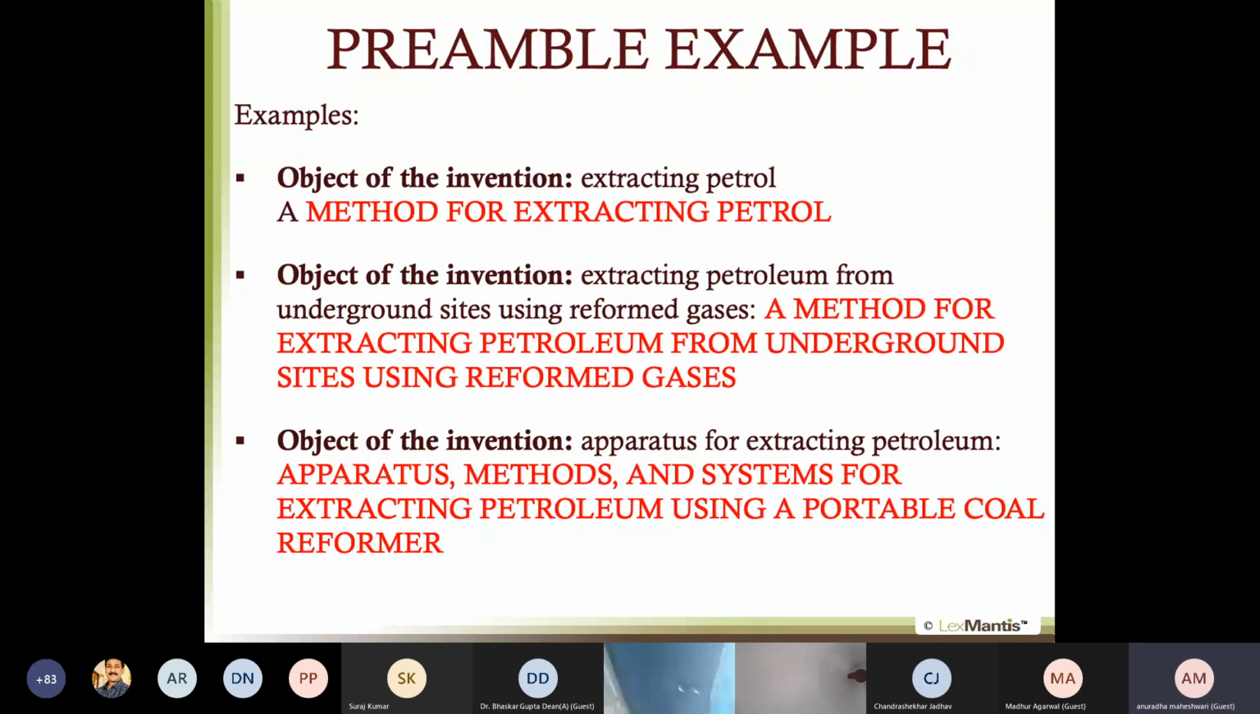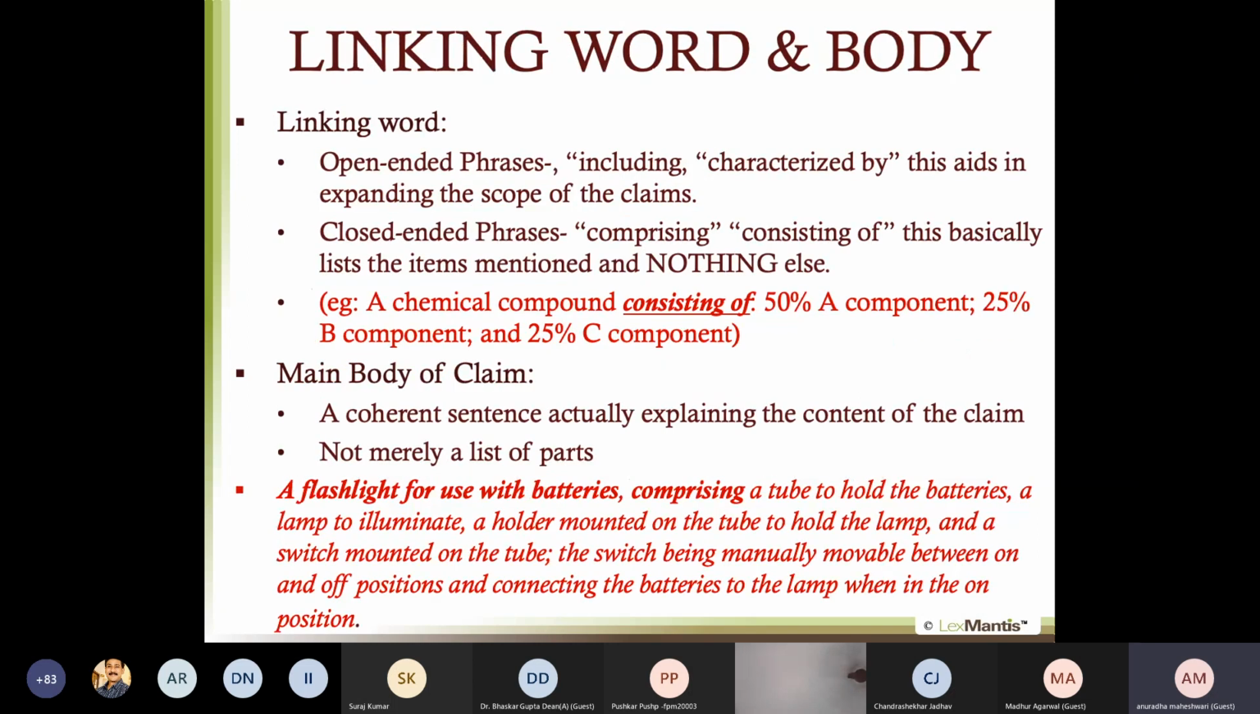Now this is a method. This is what we call a process claim. Now the object of the invention is to extract petrol from underground sites using reformed gases. So I have to bring it in the preamble. A method for extracting petroleum from underground sites using reformed gases. Then I come to an object of the invention where the apparatus is for extracting petrol generally. So I say apparatus, methods and systems for extracting petroleum using a portable reformer. Now this one, when you see the third one, you realize this is the widest one of the lot.